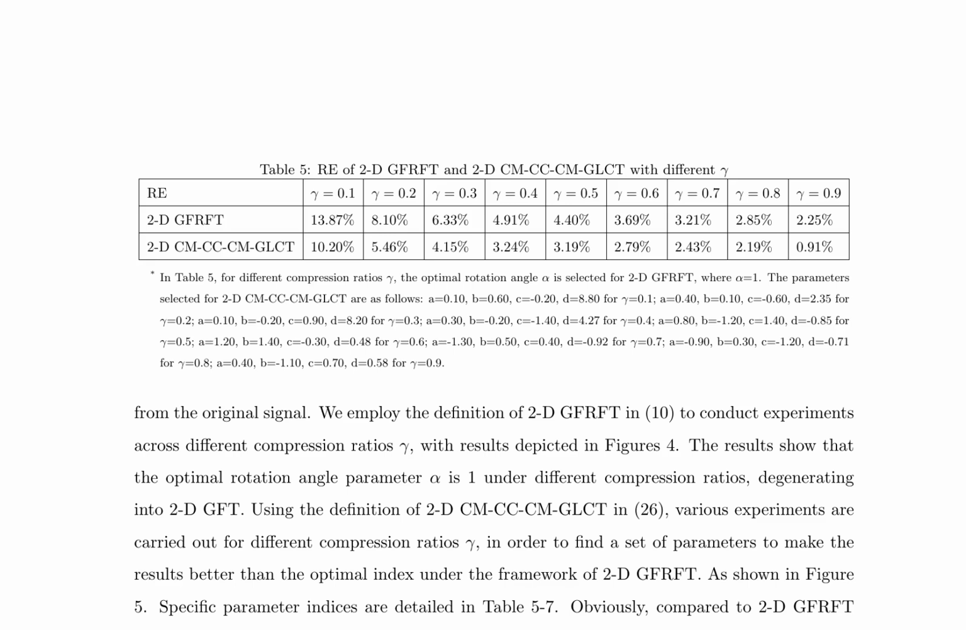The specific parameters used for 2D CM-CC-CM-GLCT are detailed in Table 5, with a range of values for A, B, C, and D depending on the compression ratio. Compared to M-D GFRFT, M-D CM-CC-CM-GLCT can preserve more data details and structural information during compression, resulting in smaller differences between compressed and original data.